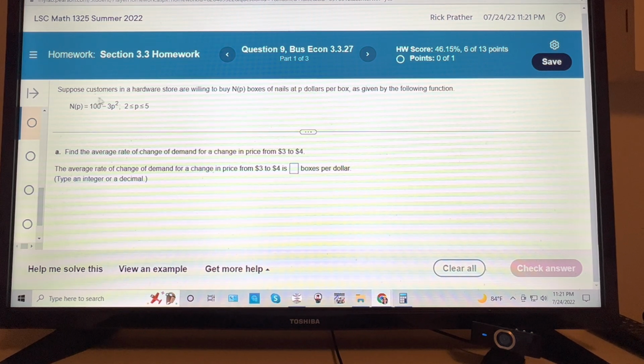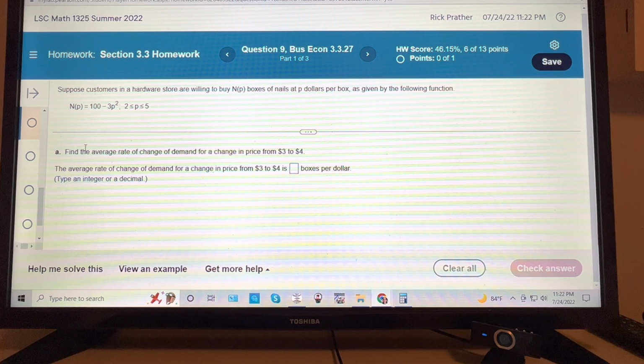So suppose customers in a hardware store are willing to buy N of P boxes of nails at P dollars per box. And we have a function here, N of P is 100 minus 3P squared, and P has to be between 2 and 5. P is the dollars. So they must sell them anywhere between $2 and $5. There's nothing cheaper than 2, and there's nothing more expensive than 5. Find the average rate of change for the price from $3 to $4.